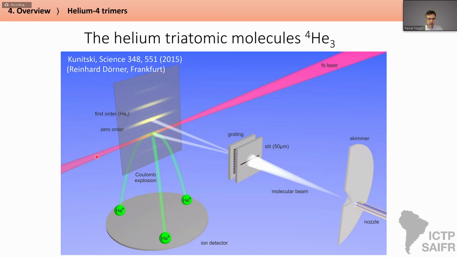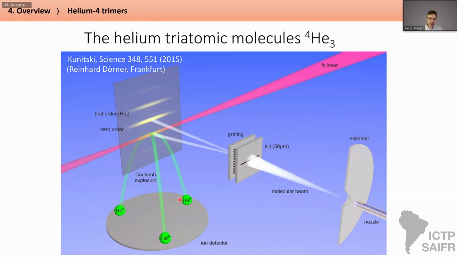Then on this beam, there's a very strong femtosecond laser that is applied onto this beam of triatomic molecules. Essentially, it is so strong that it strips out the electrons from this molecule. What remains are just the nuclei, and by Coulomb repulsion, they go away from each other. This is called the Coulomb explosion. Then the resulting ions are detected on this ion detector.